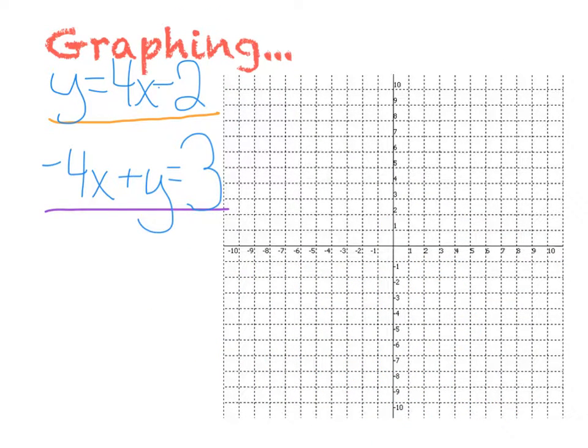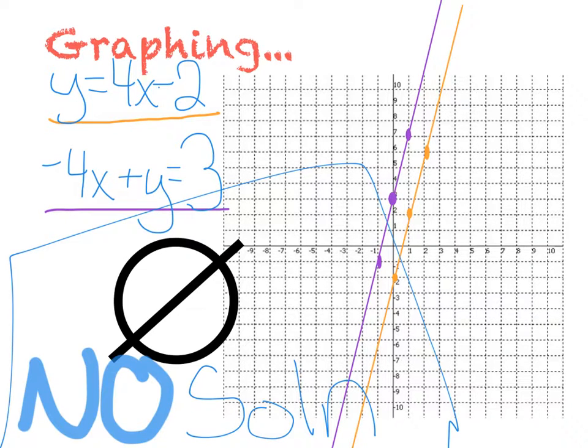Another type of example we could have would be one like this. Our system is y equals 4x minus 2. So we take the negative 2, plot it, and our slope is 4, so we count up 4, right 1, connect them with the line. The second equation, our x-intercept is going to be negative 0.75, and our y-intercept will be 3, so plot those, connect them. Notice the lines do not cross at all, which means there is no solution in this case.